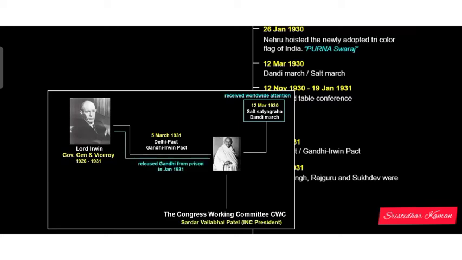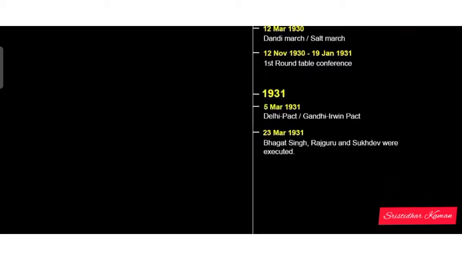The Congress president, Sardar Vallabhbhai Patel, asked Gandhi to hold talks with Lord Irwin. The next roundtable conference took place on 7th November 1931. Viceroy Irwin requested Gandhi to attend the conference. He was the sole representative of the Congress.